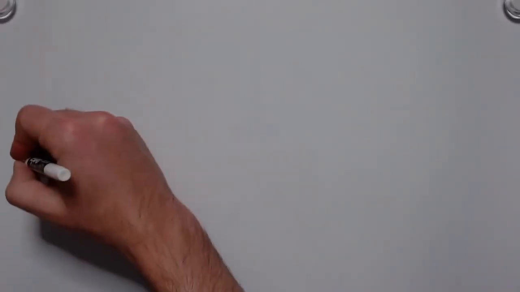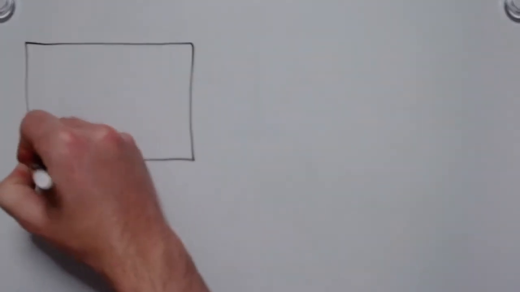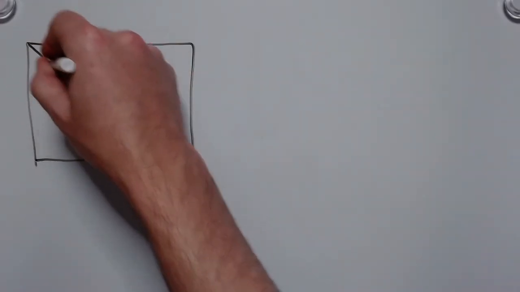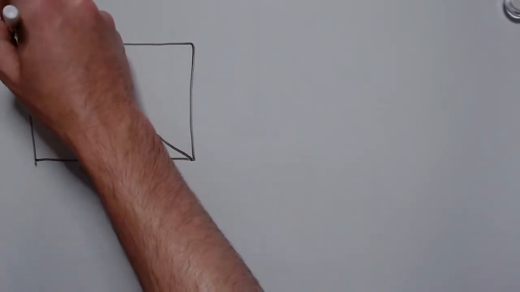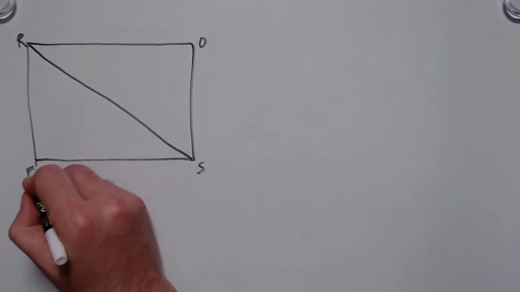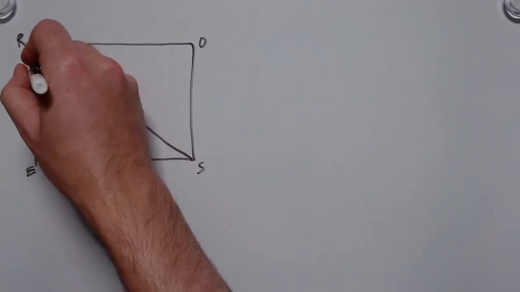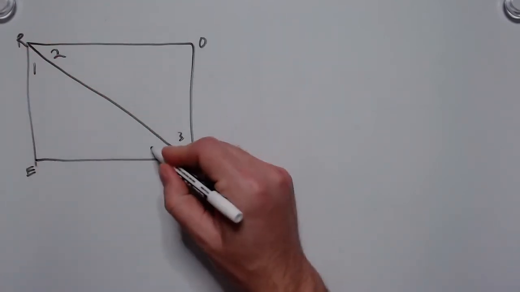Okay, we're going to start with a box like this. And then we'll kind of cut it down the diagonal, and we'll put some points on here: R, O, S, and E. And I'm just going to number some of these angles here: 1, 2, 3, and 4.